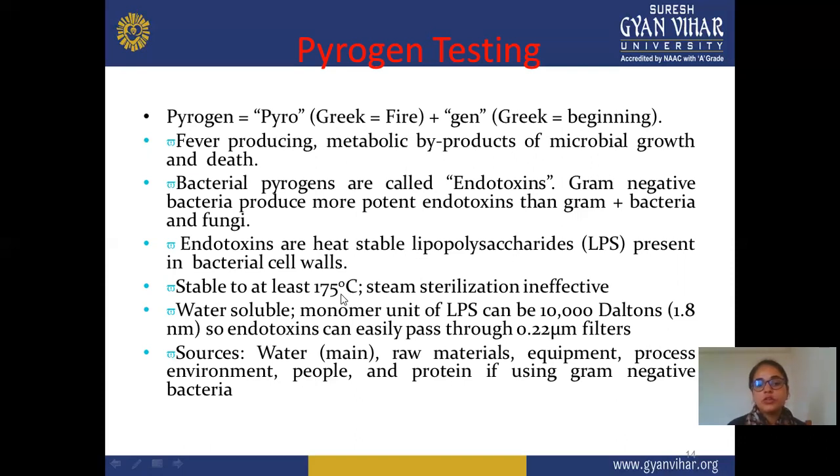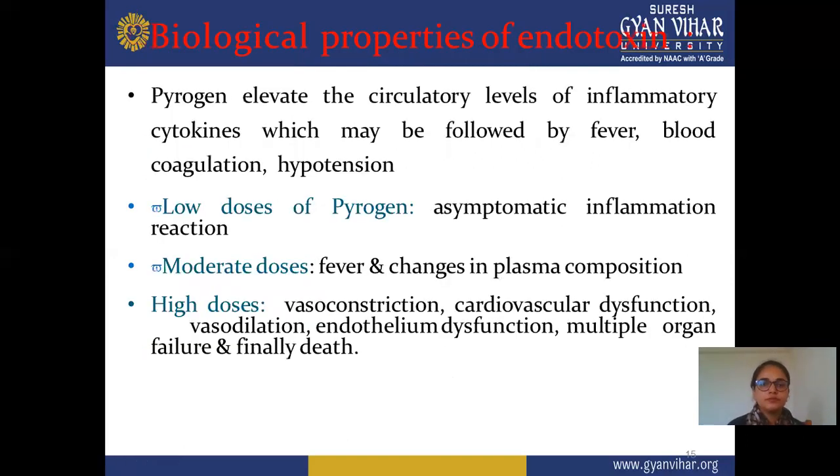Next, the water-soluble monomer unit of these lipopolysaccharides can be 10,000 Dalton and 1.8 nanometers. So endotoxin can easily pass through a 0.22 micrometer filter. It means the filtration method is also not good for pyrogen removal, because these pyrogens easily pass through this filter. And the sources may be water, raw material, equipment, process, environment, people, protein, or if you are using gram-negative bacteria. These are the factors responsible for contamination of your formulation with pyrogen.